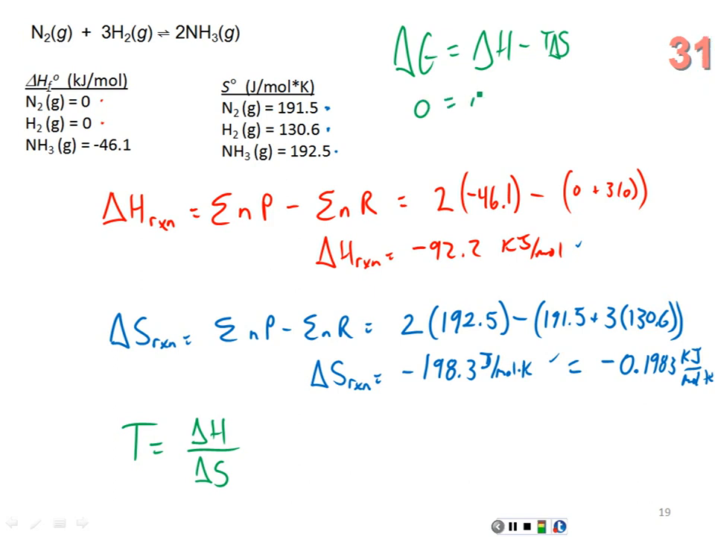So you set this equal to 0, delta H minus T delta S. If you add T delta S to both sides, you get T delta S equals delta H. And then you divide through by delta S. So the temperature at that transition is equal to delta H divided by delta S. Okay, so there's a way to come up with that equation without being given it on an exam.